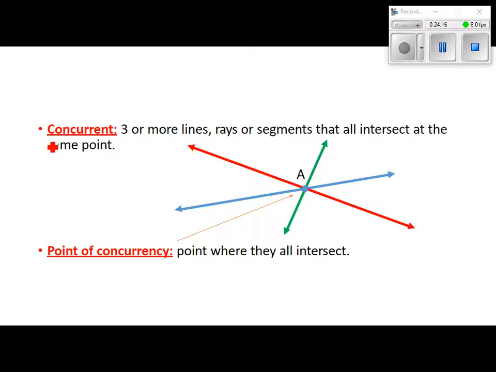All right, concurrent. Concurrent means three or more lines that all intersect at the same point. That point where they intersect is called the point of concurrency. Point of concurrency. Something that's not real difficult, but it seems to confuse a lot of people.